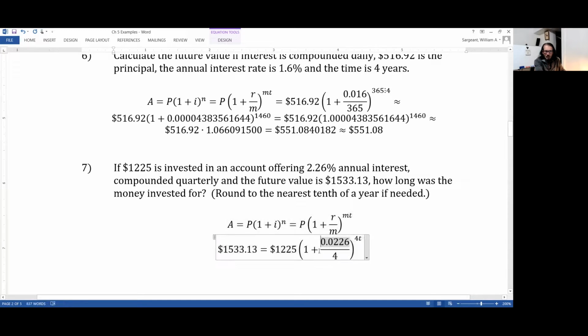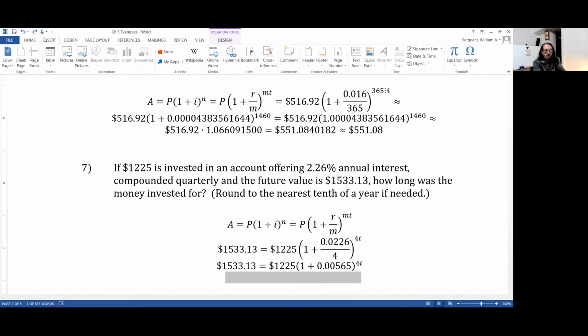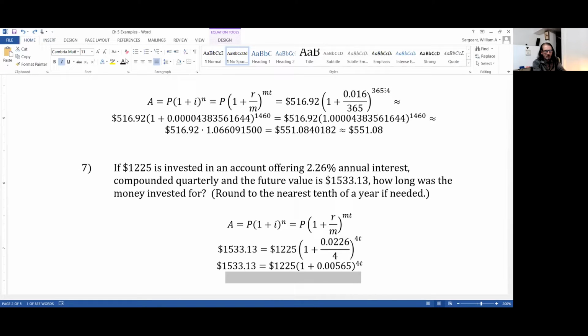Okay, so I'm going to divide by 4. And let's see here. Add the 1 inside the parentheses. Now, what I'm going to do after that may be a little different from what you've seen. So let me get that to show up here real quick, and we'll address that. Okay, almost there.